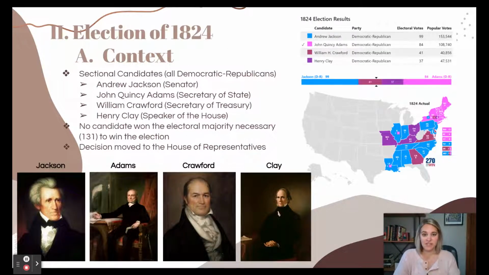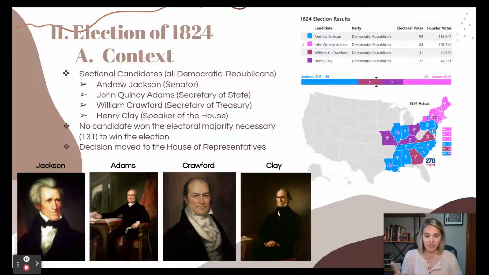So let's dive into the election of 1824. This is one of our more unique elections in American history. It's one of the elections where the House of Representatives actually ends up having to choose the president. We have four candidates that are all technically Democratic Republicans. John Quincy Adams, the Secretary of State, was really considered to be the strongest candidate for the presidency because each of the prior presidents had been the Secretary of State prior to their presidency.